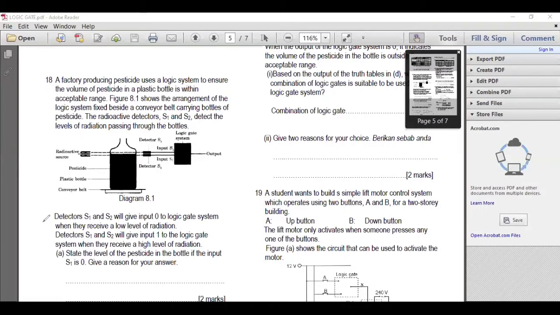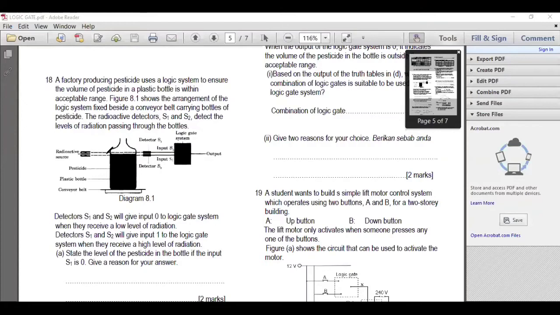Detectors S1, S2 will give input 0 to the logic gate system when they receive a low level of radiation. Detectors S1, S2 will give input 1 to the logic gate system when they receive a high level of radiation. There are 2 radioactive sources here. Now let's say this is the acceptable volume that we want.